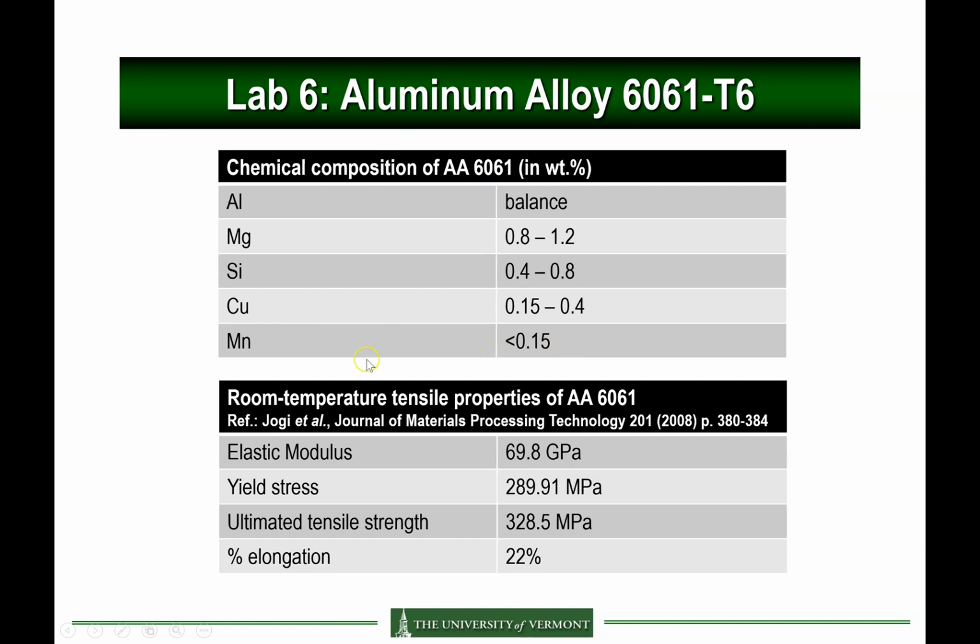All right, so in your lab, you're going to need some information about the tensile properties. The tensile properties were extracted from this journal article from Jogi, and provide you the elastic modulus, the yield stress, the ultimate tensile strength, and the percentage of elongation, which is a measure of the ductility. So you see it has some ductility, 22%. So it's not totally brittle. It's actually more ductile than brittle.